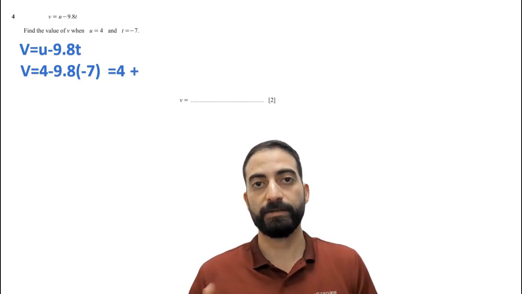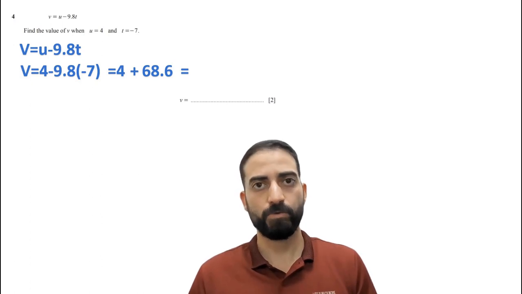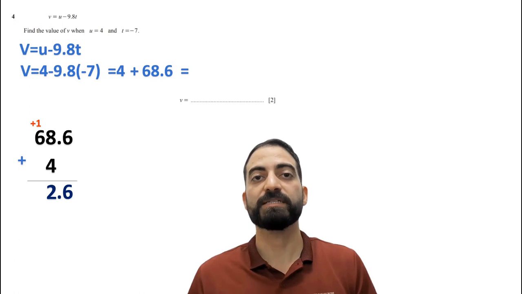Now we multiply 9.8 by 7. So the answer is 68.6. Now we add them together and we get 72.6.